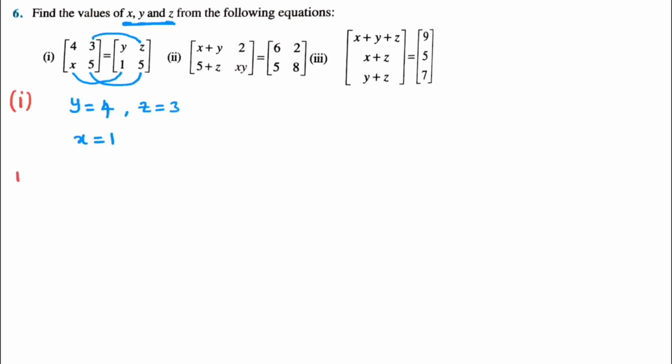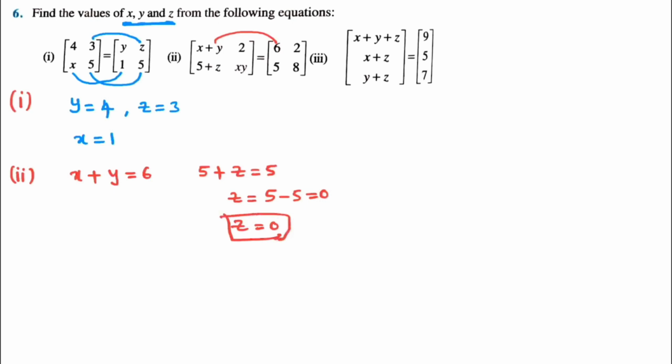Now see the solution for the second bit. Here they have given 2 matrices are equal, which means corresponding elements are equal. I'll equate the corresponding elements. You see these 2, that means x plus y equal to 6. Now observe these 2. 5 plus z equal to 5. So from this we can directly write z. Take this 5 to the right hand side, 5 minus 5, that is 0. So you got the z value. Z value is 0.